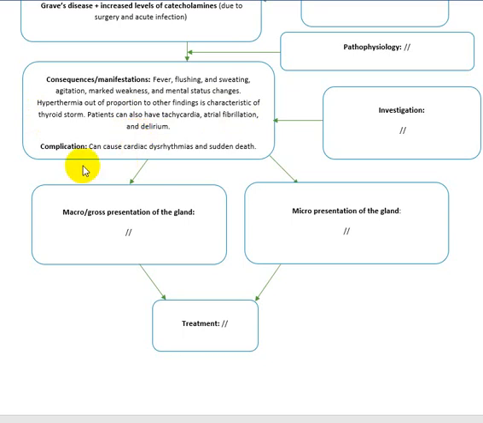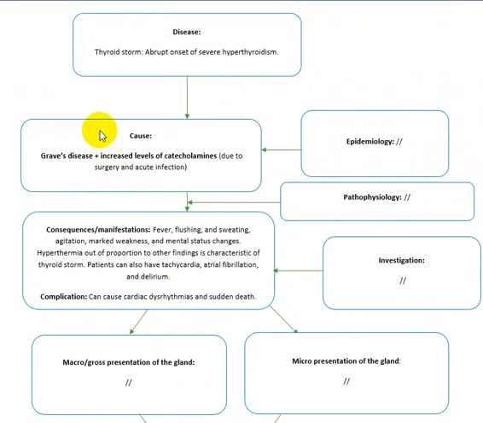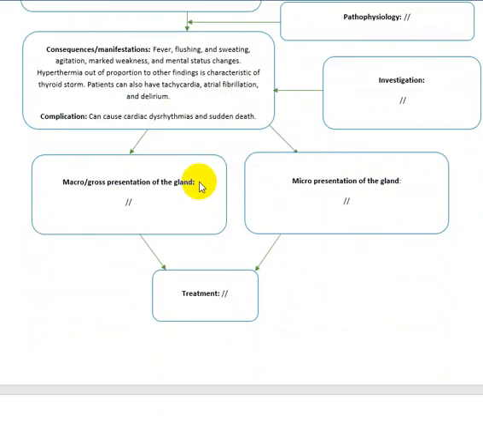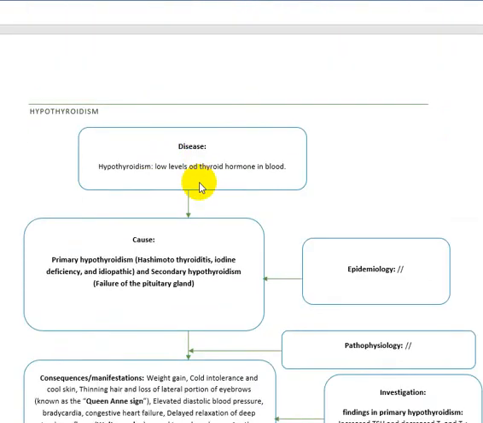Now, the peculiar sign with respect to thyroid storm is this complication, which is cardiac dysrhythmia and sudden death. Somebody with this excessive acute thyroid hormone secretion is easily going to have cardiac dysrhythmias, and sudden death is going to occur with thyroid storm if it's not controlled rapidly.